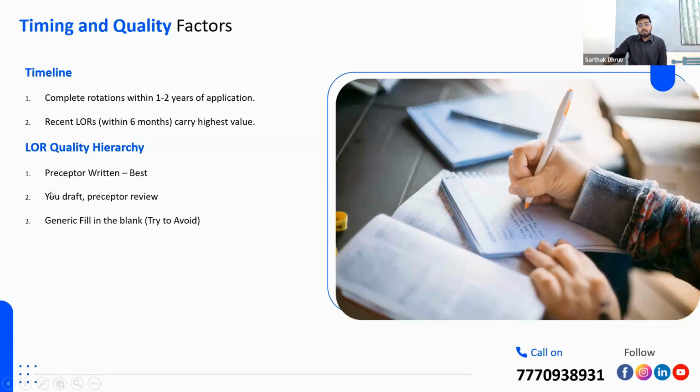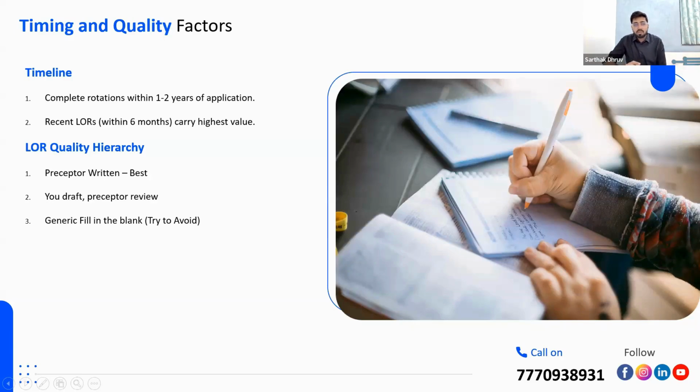Then what's important for the LOR quality? For LOR quality, if the preceptor or the physician writes it, it's the best. It has all 5 stars from my side, or from a program director's side. Then comes that you write it and the preceptor reviews it.